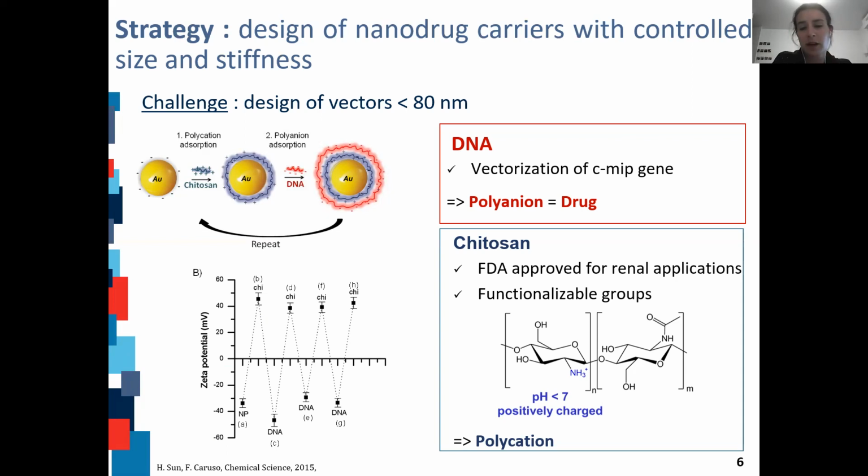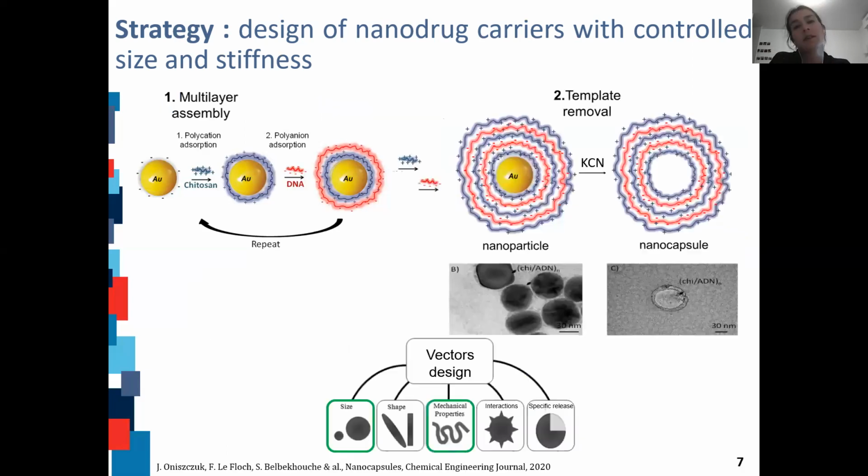And we will also see later that there's another interest in using chitosan because of the reactive functions that are easily possible to modify, and that has a strong interest afterwards in the project. So when the nanoparticle is formed with a polymeric film around, the template is removed, and that allows us to have a particle which is flexible, a particle that we call a capsule, and that is more flexible than the particle with a gold core in the middle.